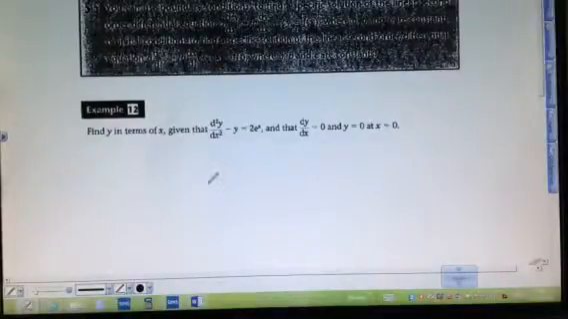Okay, here we go. 5.5. Listen. It says find y in terms of x given that d2y by dx squared minus y equals 2e to the x. And you're given a boundary condition that dy by dx equals 0 when y equals 0 at the value x is 0.